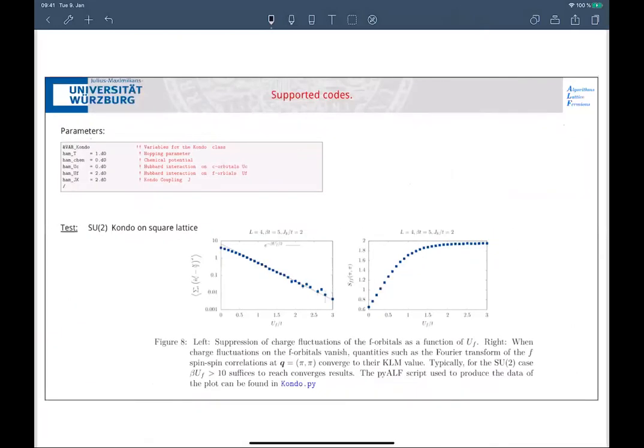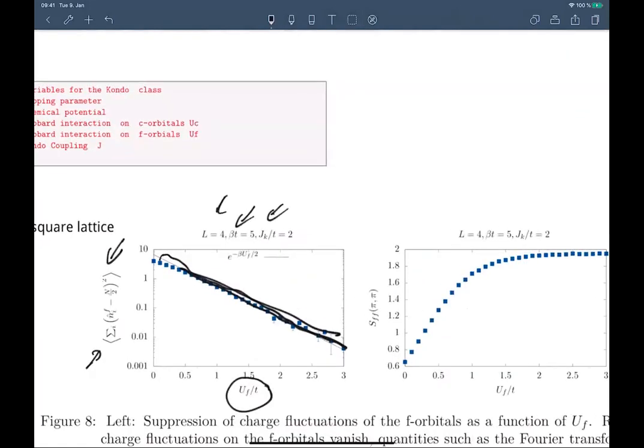So here's an example, SU(2). What we're calculating is to check: beta is constant, U is constant, J_K is constant, and I'm going to vary UF and calculate this quantity, which is essentially the fluctuations of particle number on the F site. And this line is exactly what you would theoretically expect. In this case, it's essentially e to the minus beta UF divided by 2. So this works like a charm.